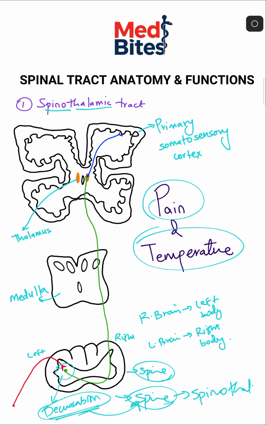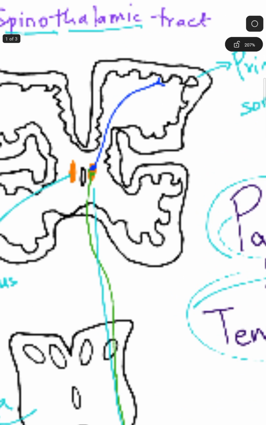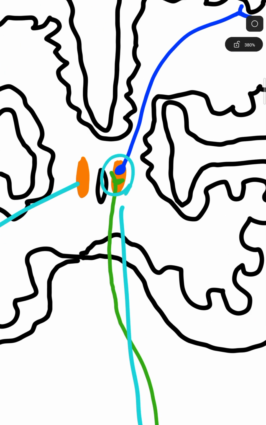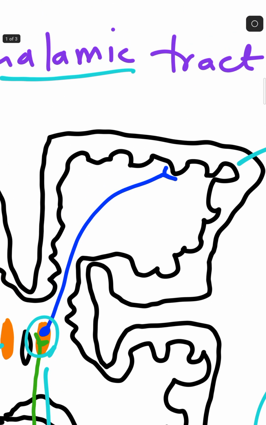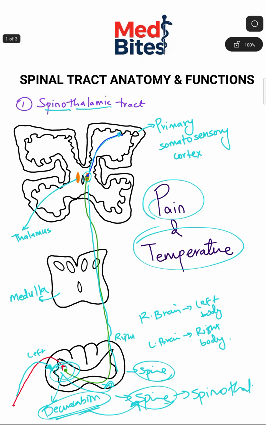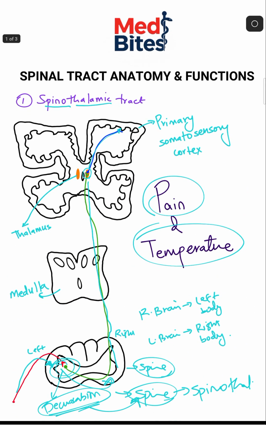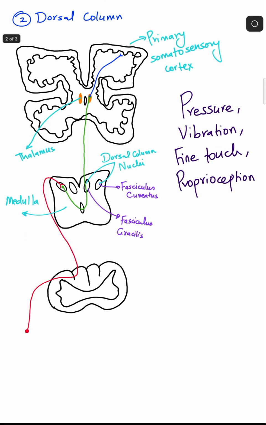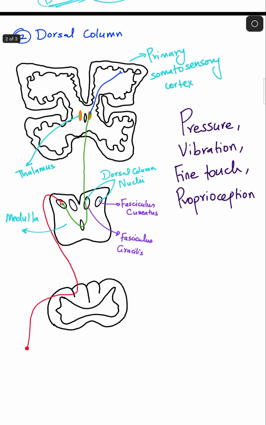So pain and temperature enters the spinal cord, right? The signals for pain and temperature enter the spinal cord. They immediately cross, and then they ascend to the thalamus through the medulla. They ascend through the thalamus right here, and then they go to the primary somatosensory cortex. So that's the spinothalamic tract. Next one, dorsal column medial lemniscus, also known as the dorsal column tract.